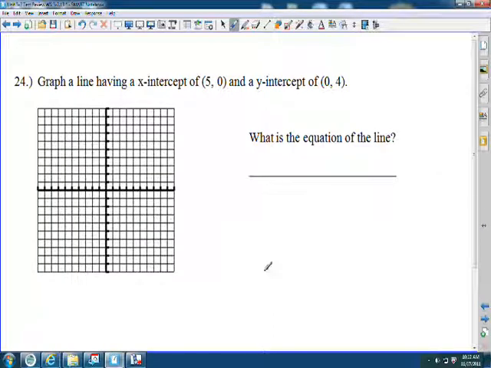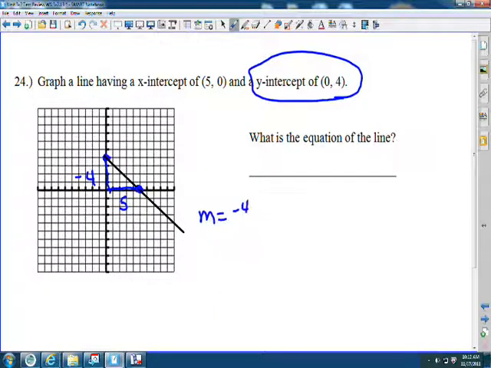All right, here's the same type of problem. 5, 0. And my y-intercept is 0, 4. Plot those points. Draw your line. Well, I know my y-intercept, but what is my slope? Well, I'm going down 4, negative 4, and over 5. So my slope is negative 4/5. Y equals negative 4/5 x plus 4.